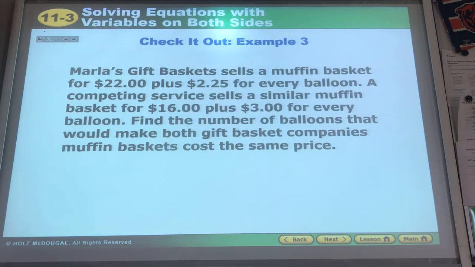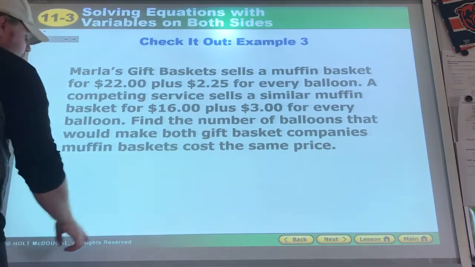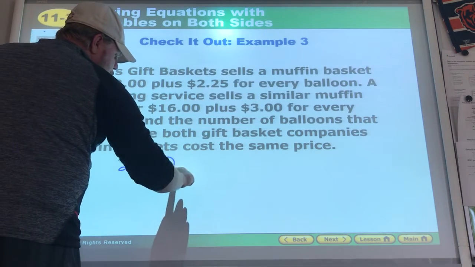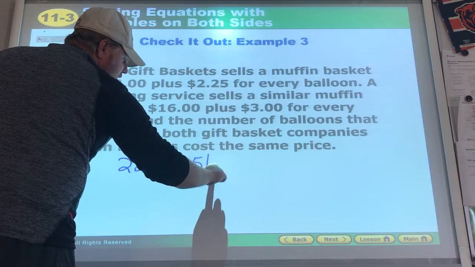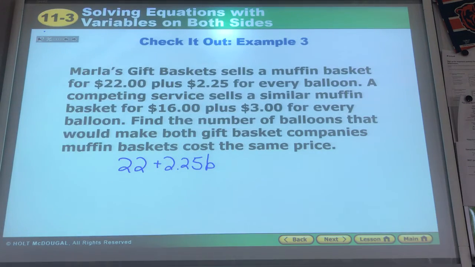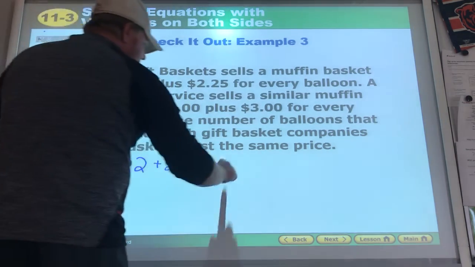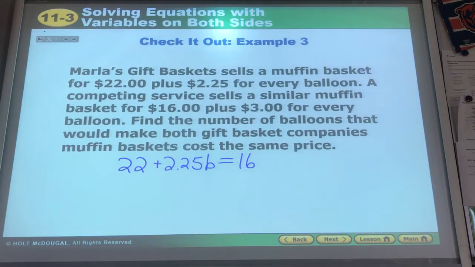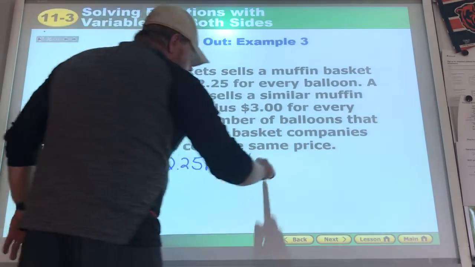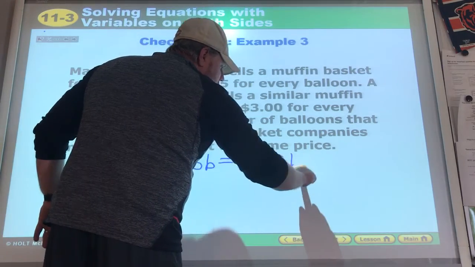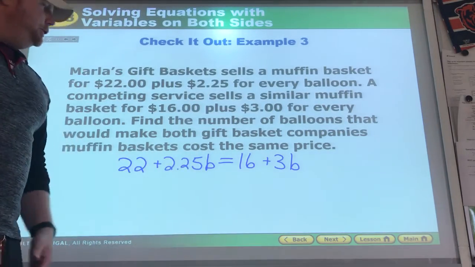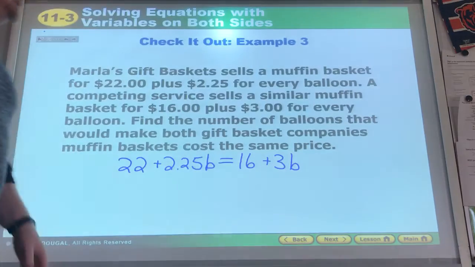Marla's gift basket sells a muffin basket for $22 plus $2.25 for each balloon. So $22 to get that basket. And then $2.25 for each balloon. A competing service sells a similar muffin basket. It costs $16 only, and $3 for every balloon. They just chose to market it different. More at the start, less per balloon. Less at the start, more per balloon.